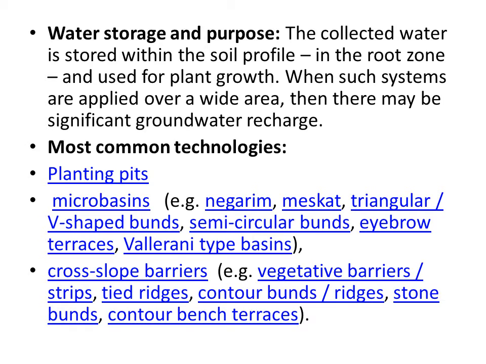Most common technologies used are planting pits, micro basins, cross slope barriers, etc. And these cross slope barriers include vegetative barriers, strips, tied ridges, contour bunds, ridges, stone bunds, contour bench terraces, etc. And the micro basins include negarim, meskat, triangular V-shaped bunds, semicircular bunds, eyebrow terraces, Valerian type basins. These are different technologies used for micro water harvesting.